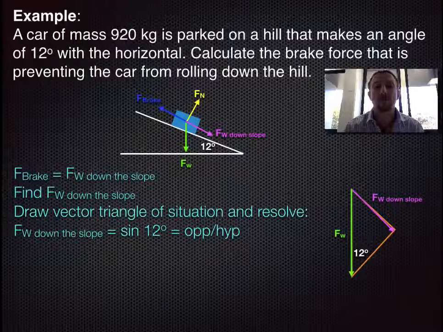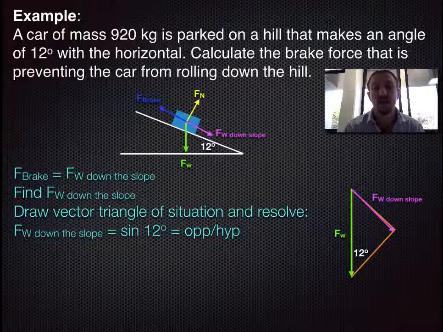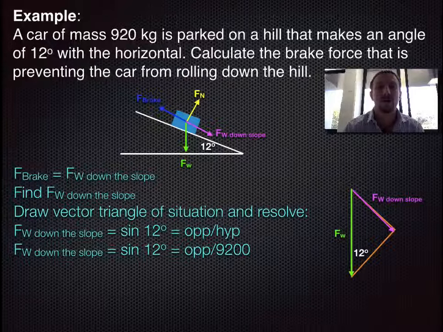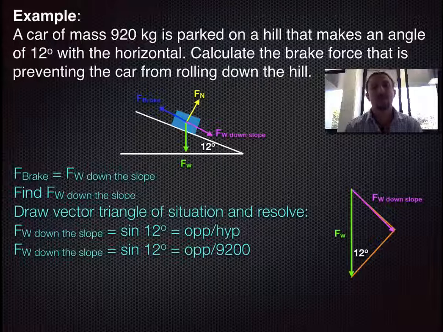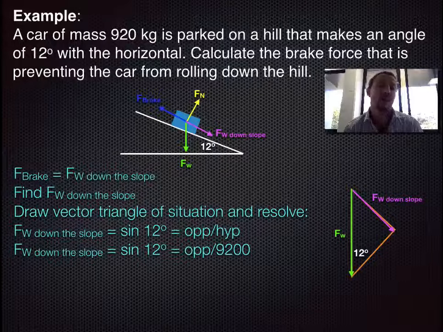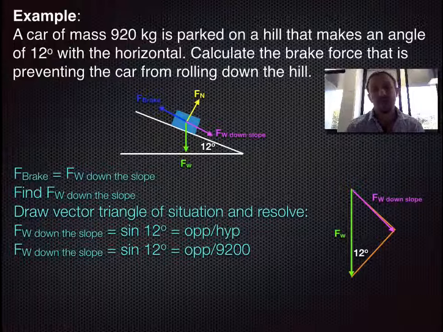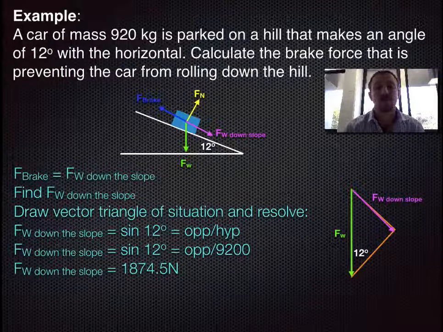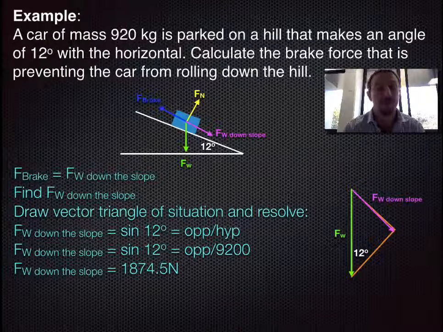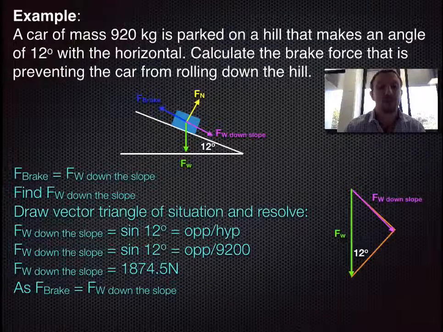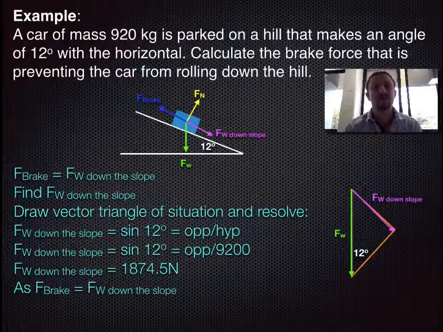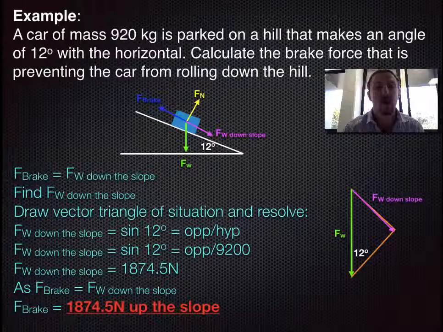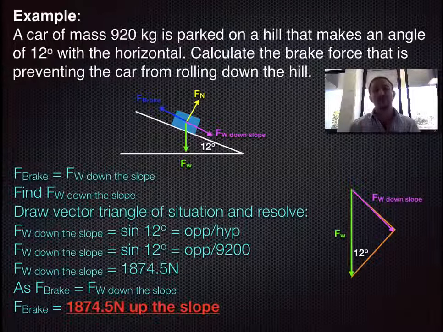So I can find my weight force down the slope because it's the opposite against the hypotenuse. I know the hypotenuse because that's the weight force, so it's 9,200 newtons. Remember, I've got to multiply the mass by 10, or 9.81 if that's the way you're going to be using to calculate that weight force. So I can rearrange it to find the opposite, or the weight force down the slope, is 1,874.5 newtons, which means that the braking force equals the weight force down the slope. So that should also be 1,874.5 newtons up the slope. That means that there is no net movement.